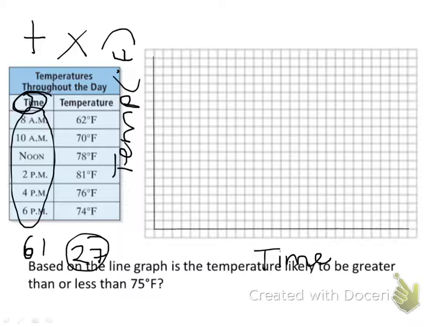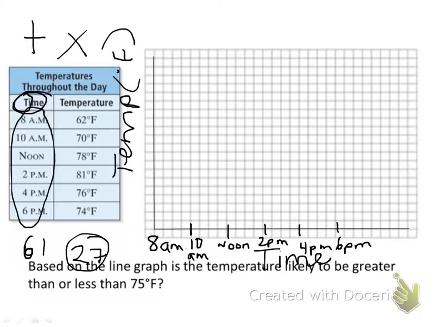Now, it's important that instead of starting a little bit away like we did with our bar graph, we start right there at 0. So our first time is 8 a.m. and it's going to go there. Then 4 spaces away, 1, 2, 3, 4, we're going to put our next time of 10 a.m. Then another 4, 1, 2, 3, 4, we'll put noon. Then another 4, we'll put 2 p.m. Another 4, we'll put 4 p.m. And then our last one, another 4, will be 6 p.m.